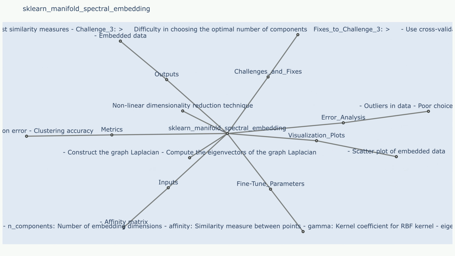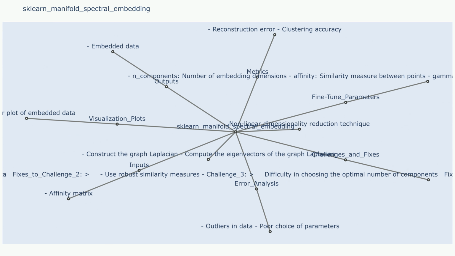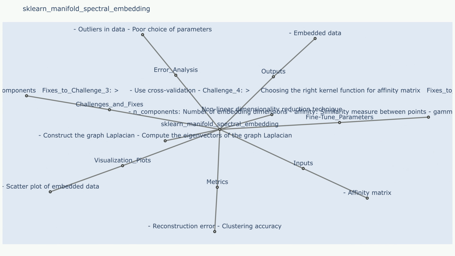Fixes to challenge 1. Dimensionality reduction: pre-process the data using techniques like PCA or t-SNE to reduce the dimensionality before applying spectral embedding. Nystrom method: approximate the graph Laplacian using a subset of data points.